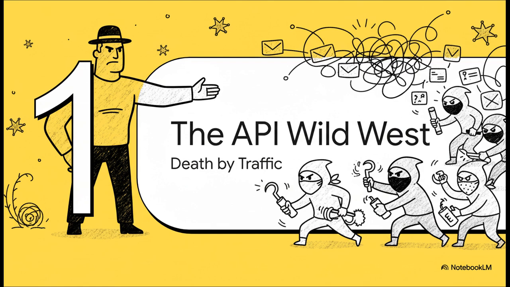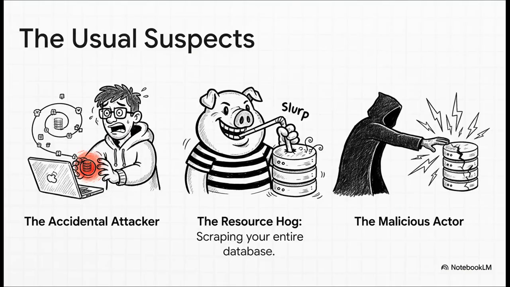So let's meet these troublemakers, shall we? And here's the thing. Not all of these troublemakers are actually malicious. First, you've got the accidental attacker. This could be a totally well-meaning developer whose buggy script gets caught in an infinite loop and just starts hammering your service by mistake. Then there's the resource hog. Think of a single user, maybe a competitor, scraping your entire database, just sucking up all your resources. And finally, you have the classic malicious actor, the hacker who's deliberately trying to take you down with a denial of service attack.